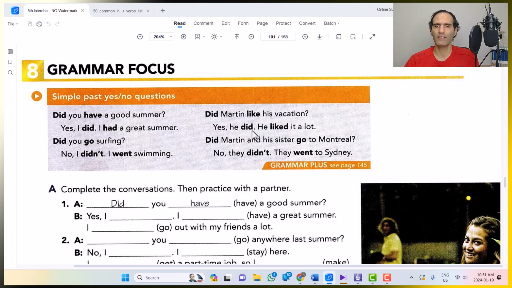Did Martin like his vacation? Yes, he did. He liked it a lot. Did Martin and his sister go to Montreal? No, they didn't. They went to Sydney. One important point. In the present tense, we had do and does. Do for I, you, we, they, but does for he, she, and it. Here in the past tense, all people are equal before past tense. So, did for all. Did I, did you, did he, did she, did we, did you, did they, and did it. All the pronouns, did.